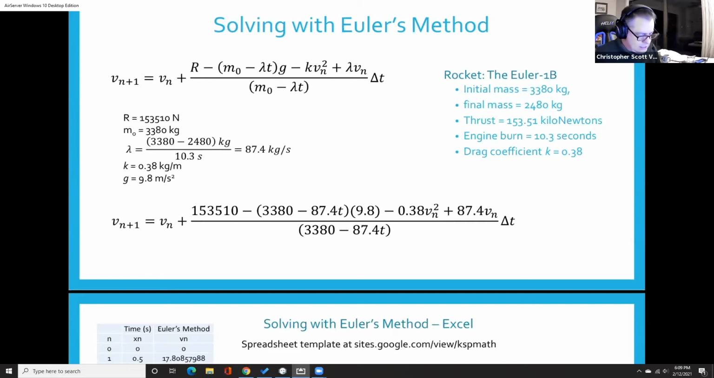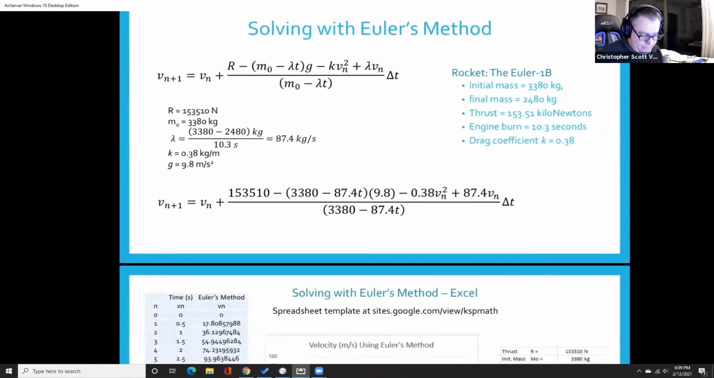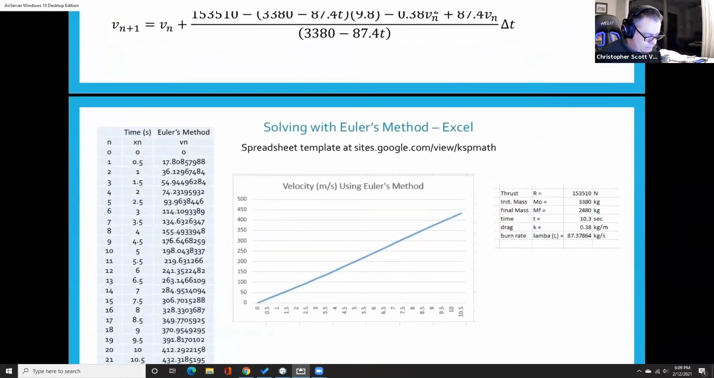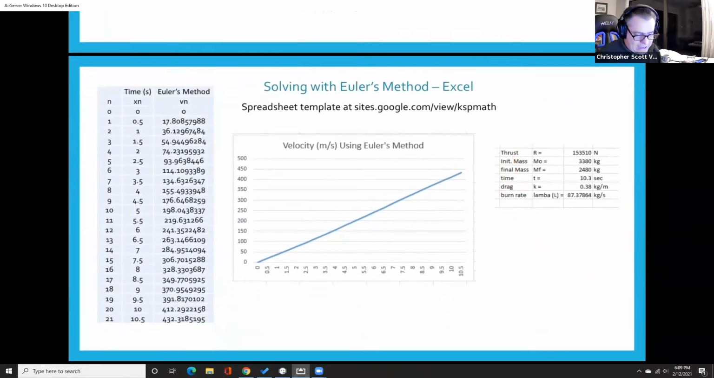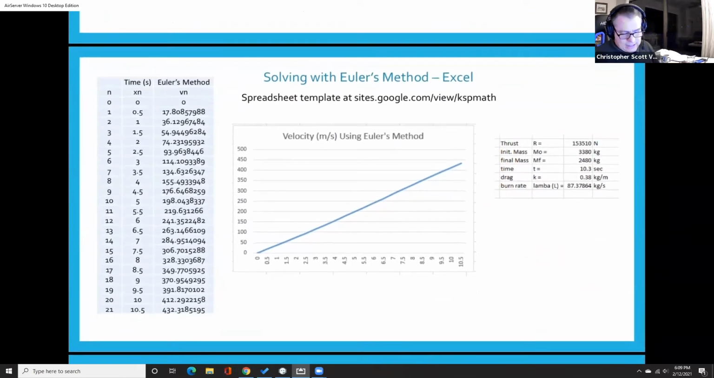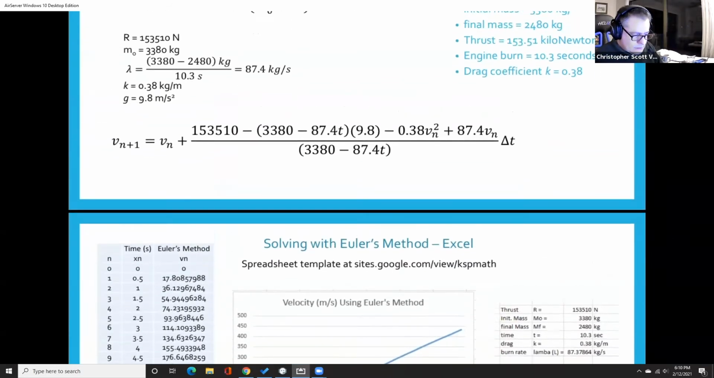Then I can go to Excel because maybe this is a tedious process to do by hand when you want to break up an interval, like in this particular example. I had 10 seconds, and so what I did was I took increments of half a second. That was my delta t.